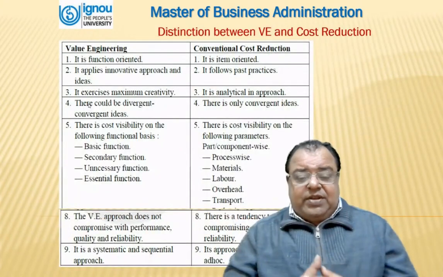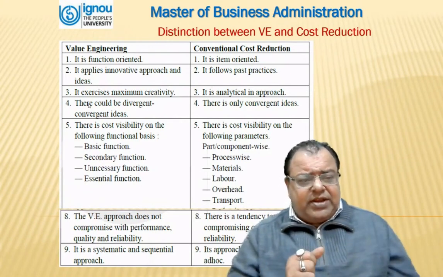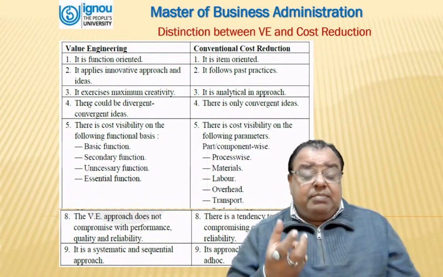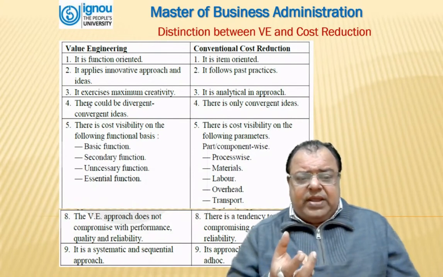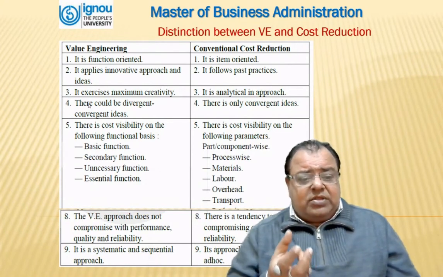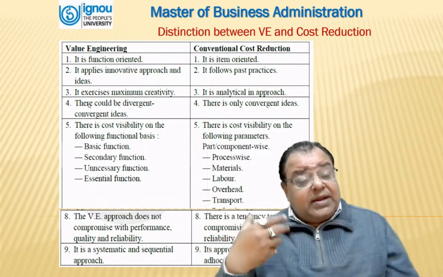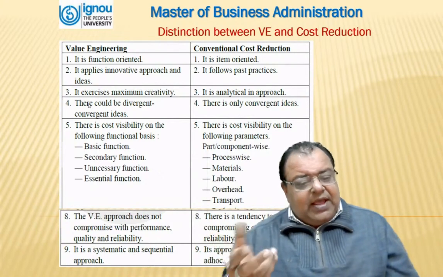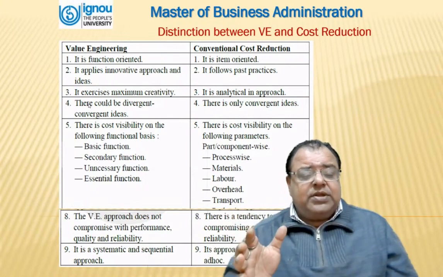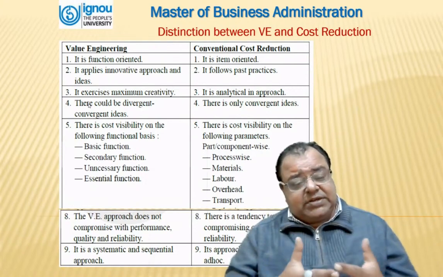Now, what is the difference between value engineering and cost reduction? If we talk about value engineering, it is function oriented, it employs innovative approach and ideas, it exercises maximum creativity, and there could be divergent or convergent ideas. There is a cost visibility on the following functional basis, such as basic function, secondary function, unnecessary function, and essential function. And the value engineering approach does not compromise with performance, quality, and reliability. And no doubt, it is a systematic and sequential approach.